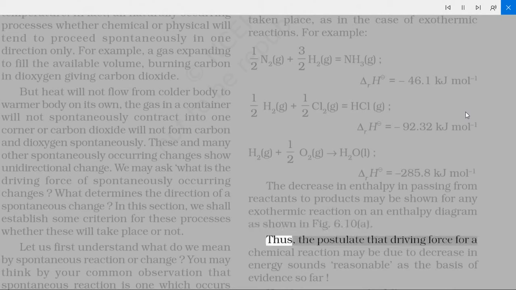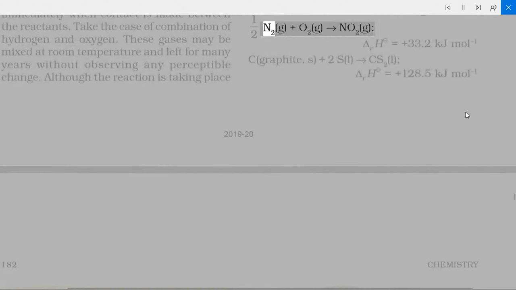Thus, the postulate that the driving force for a chemical reaction may be due to decrease in energy sounds reasonable on the basis of evidence so far. Now let us examine the following reactions: 1/2 N2(g) + O2(g) → NO2(g), ΔrH is equal to +33.2 kJ/mol. C(graphite, s) + 2S(l) → CS2(l), ΔrH is equal to +128.5 kJ/mol.